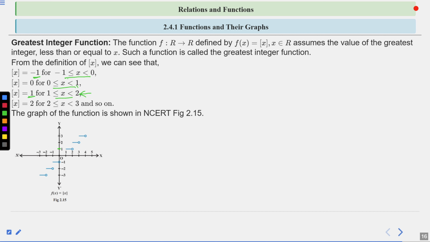So anybody having any doubt? Anybody? So quite simple.